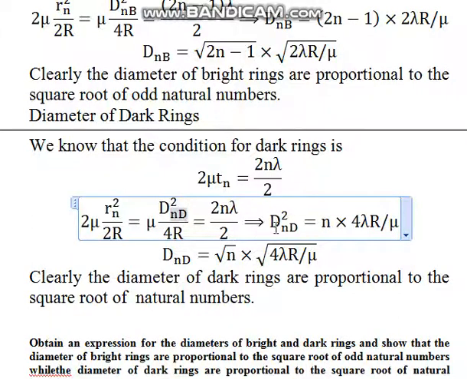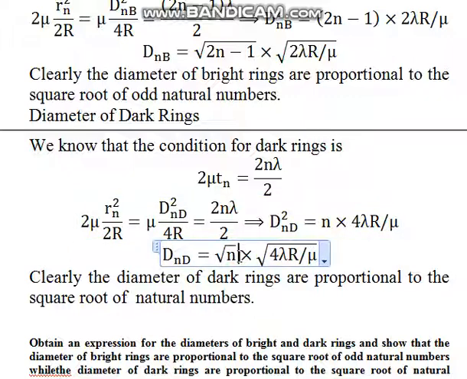Solve it, and you can obtain dnd square is equal to n multiplied by 4 lambda R divided by mu. So dnd is equal to root n multiplied by root of 4 lambda R divided by mu. Clearly the diameters of the dark rings are proportional to the square root of the natural numbers, where n is 1, 2, 3 and so on. In the case of bright rings, the diameters are proportional to the square root of the odd natural numbers, because the term here is root of twice n minus 1.